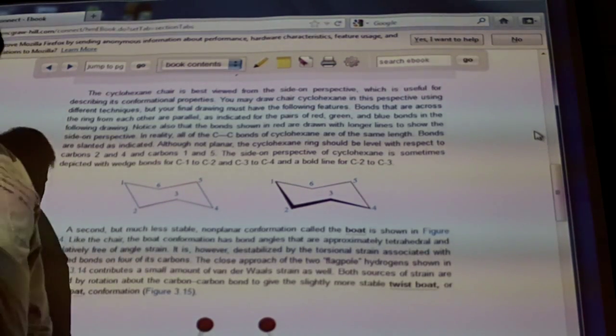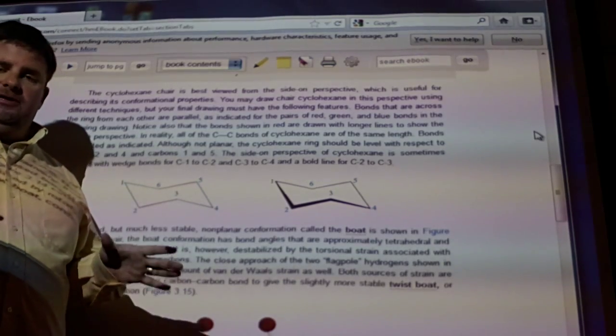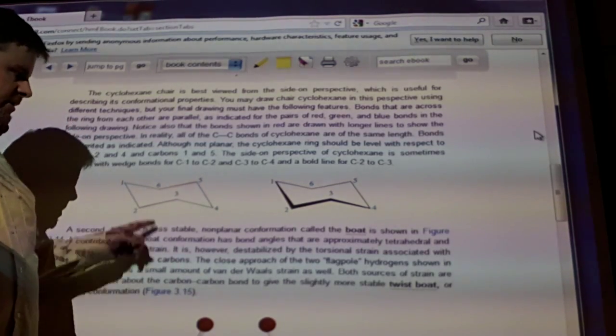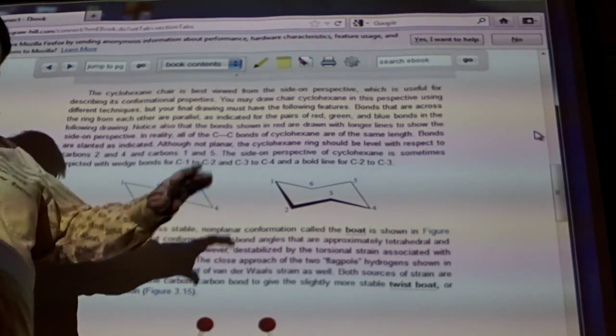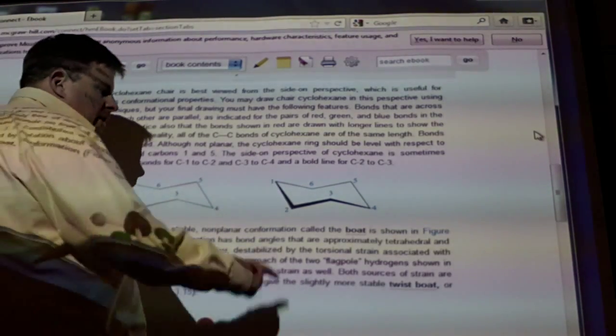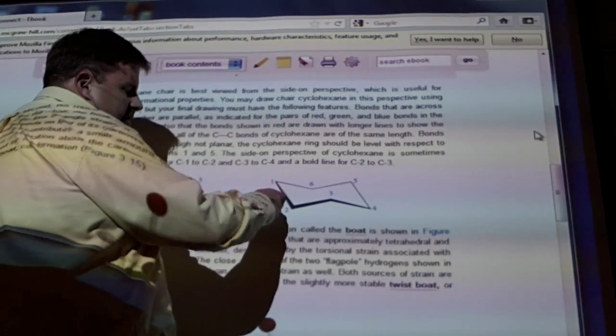All right? Everything on a cyclohexane, there's got to be some sort of parallel correlation. That's here. Okay? And if we show it using sort of a 3-dimensional representation, this black area is coming at you. Okay?